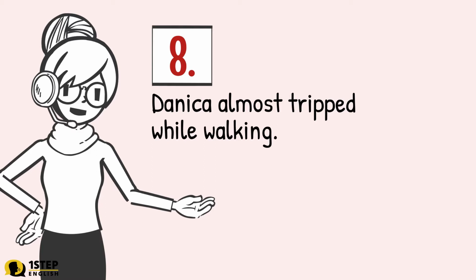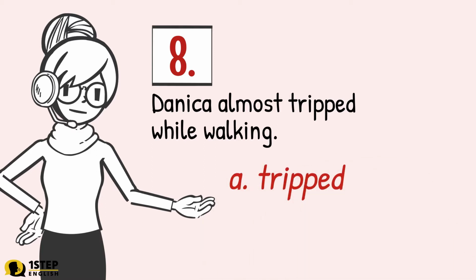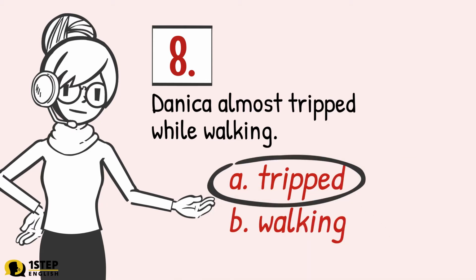Danica almost tripped while walking. Letter A. Tripped. Letter B. Walking. The correct answer is letter A. Tripped. It is a predicate in the sentence.